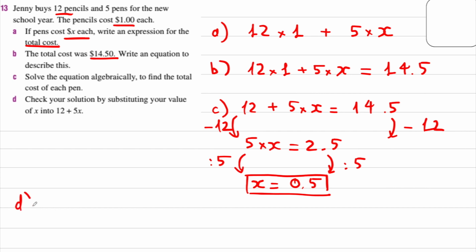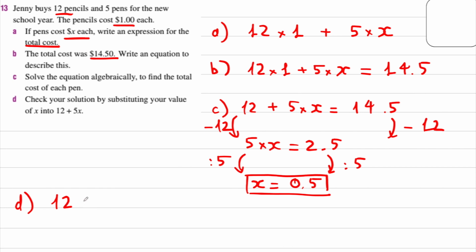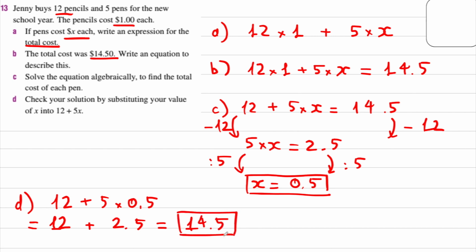Check your solution by substituting your value of H into this one. Okay, about question D. Check your solution, substitute the value of H. Okay, you got the value of H. The value of H is 0.5. 5 multiplied by 0.5, and the solution will be 12 plus 2.5, and after that you get 14.5. Yeah, we finished this question.